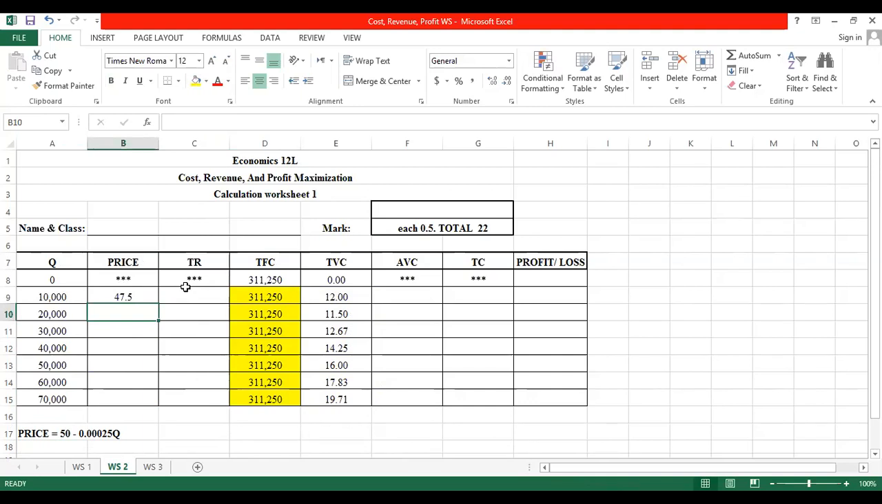Now I'm coming to my next price. Don't forget, we have different quantity in each row, so your number will be different for each price. Again, 50 minus 0.00025 times, here I have 20,000. Enter. So my second number is ready, and we continue till the end.